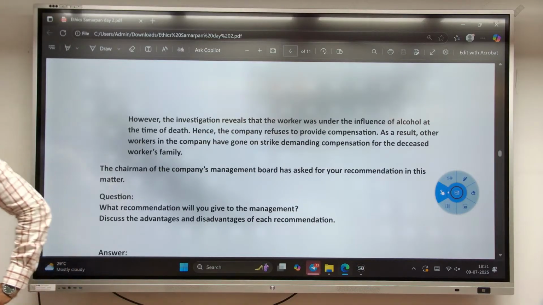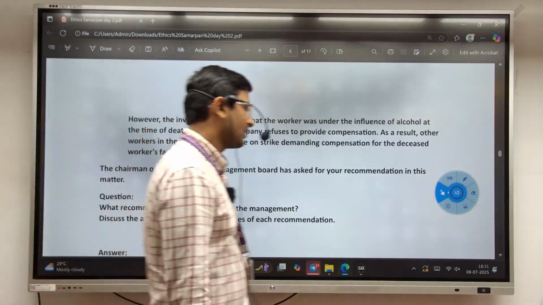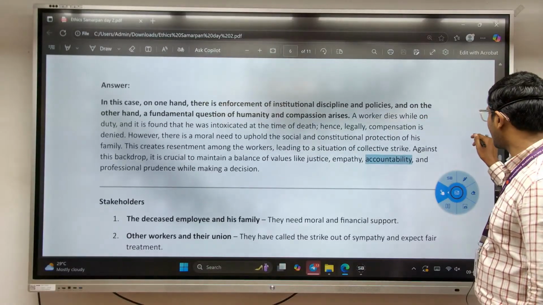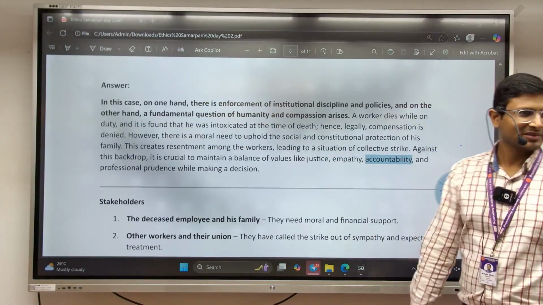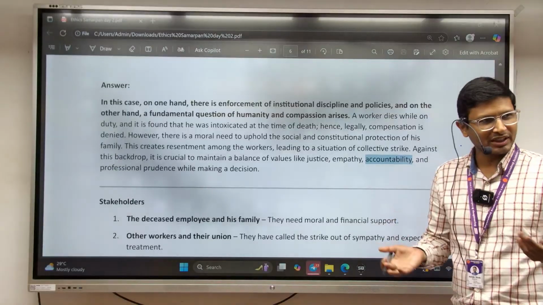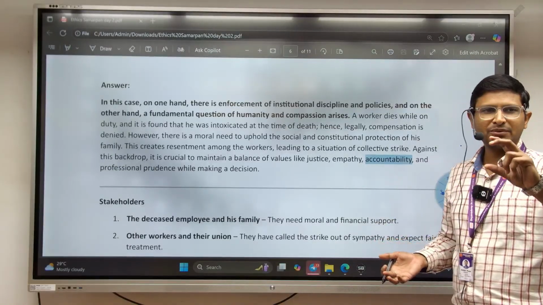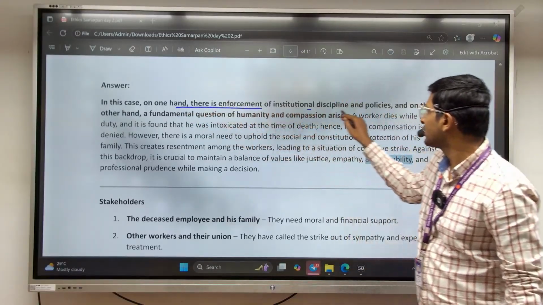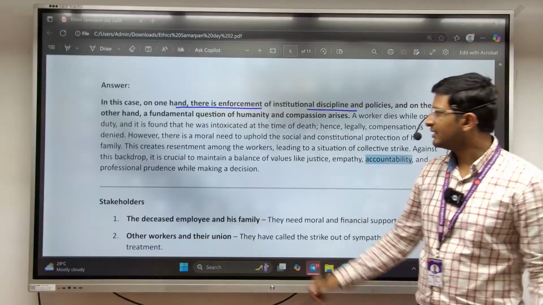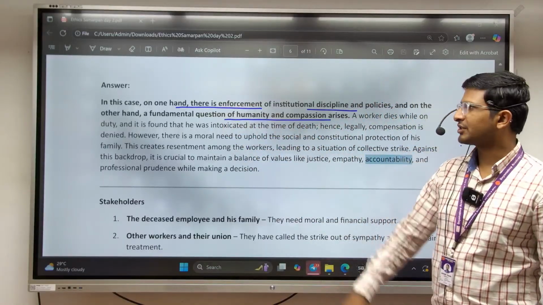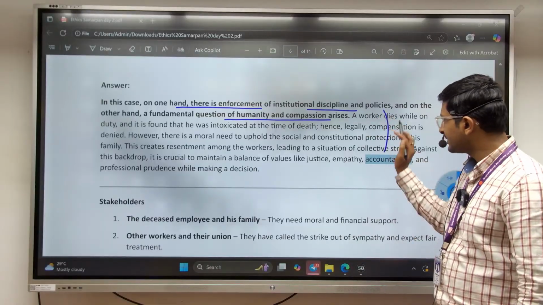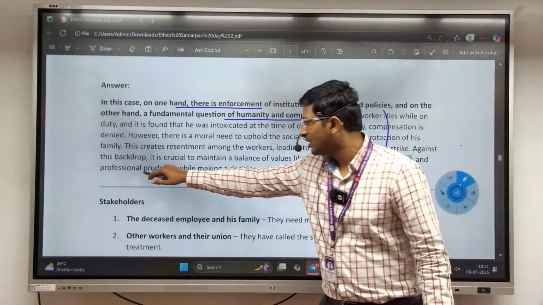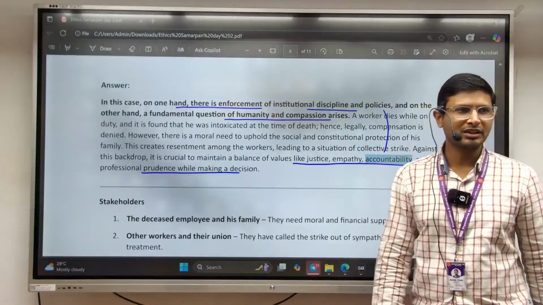So let's discuss what can be done, what can be the recommendations here. You are facing difficulty in finding the recommendations. Let's see what can be done. First, the introduction. Now we know what you can do in the introduction. In brief, we are talking about the values. On the one hand there is the enforcement of institutional discipline policies. Second, there is a fundamental question of humanity and compensation. Then we have given some values like justice, empathy, accountability and professional prudence while making the decision. You have to make a balance out of it.